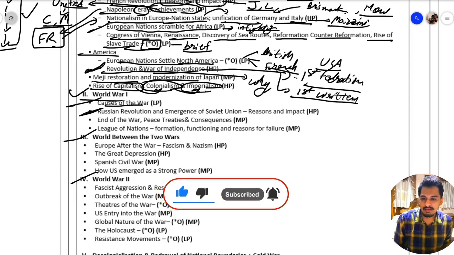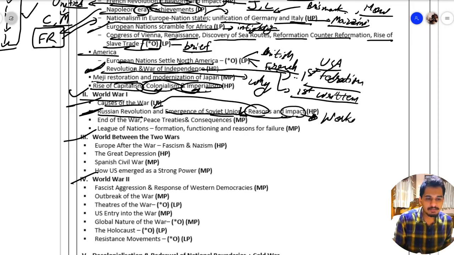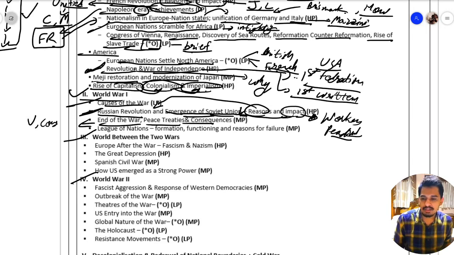Then again this is a very important topic, that is Russian Revolution and emergence of Soviet Union. What were the reasons for Russian Revolution and what was the impact of emergence of Soviet Union in various spheres, especially the workers and peasants were very excited after the emergence of Soviet Union. Then we have end of war, peace treaties and consequences. In this we have Treaty of Versailles, and what was the consequence of Treaty of Versailles.